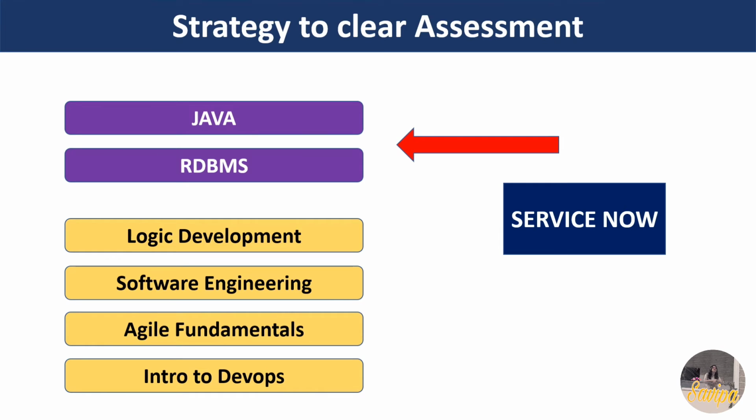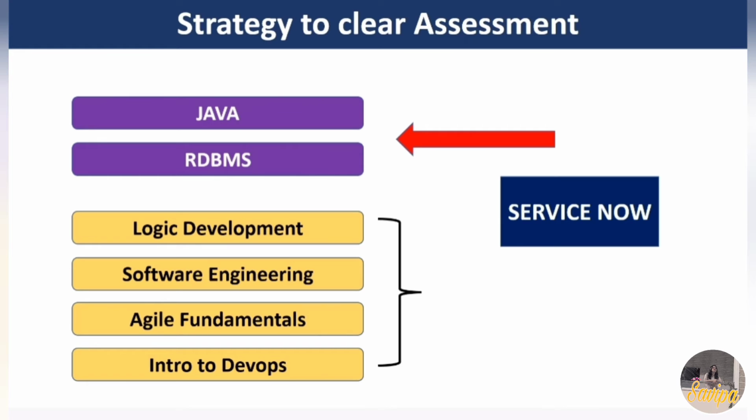The remaining topics are there, right? In this also you can segregate. First, you can give priority to agile fundamentals. Next is introduction to DevOps, third is software engineering, and fourth is logic development. Among these four also you can go with this order. I just want to repeat this again, please note. First is agile fundamentals, second is intro to DevOps, third is software engineering, and fourth is logic development. These are the inputs given by our subscriber who has cleared this exam, so you can follow his pattern as well.